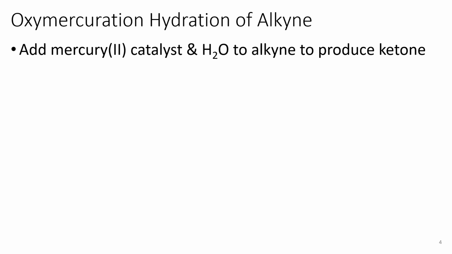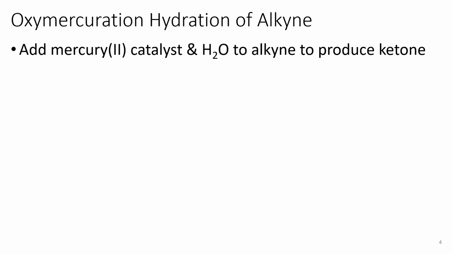We are also going to see the same type of reaction, this oxymercuration hydration of an alkyne. We're still going to be using the same mercury 2 catalyst and water, but this time instead of producing an alcohol, it will be producing a ketone. This is once again going to go through the keto-enol tautomerization. We'll initially generate the alcohol, but the alcohol will be on a double bond carbon, so an sp2 hybridized carbon atom, which will then tautomerize into the ketone.